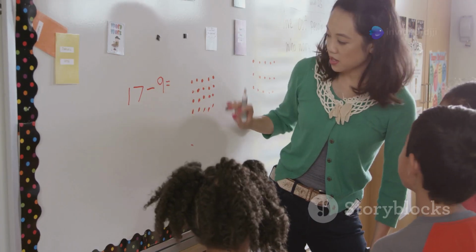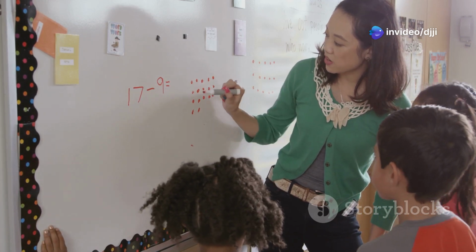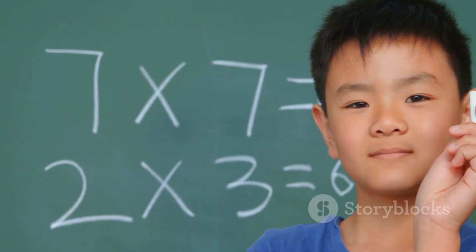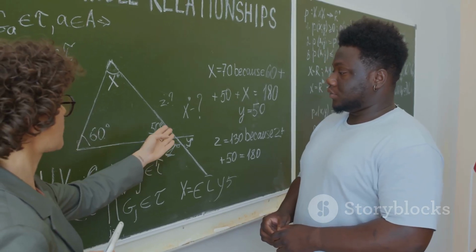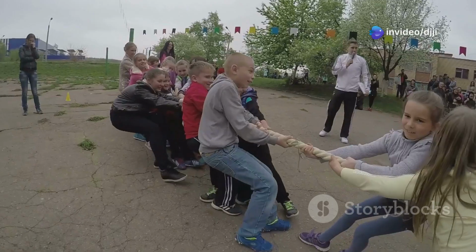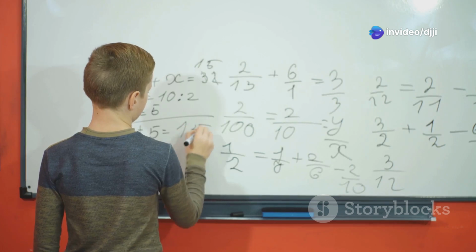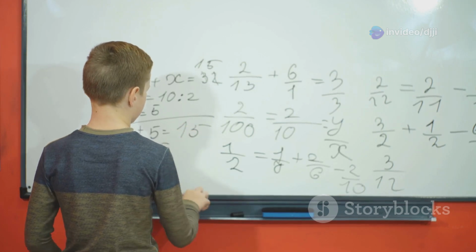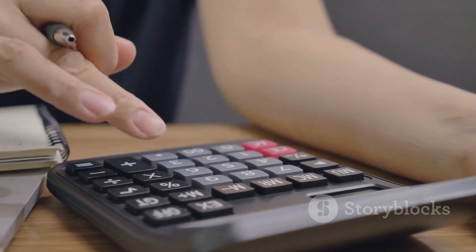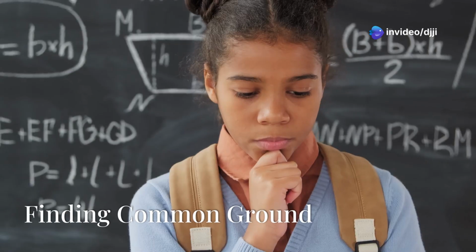For example, -4 times -6 equals 24, both negative, positive result, or 5 times 7 equals 35, both positive, positive result. Now when the signs are different, one positive and one negative, the answer is always negative. It's like a tug of war where one side is stronger. For example, -63 divided by 9 equals -7, negative and positive, negative result, or 8 times -2 equals -16, positive and negative, negative result.